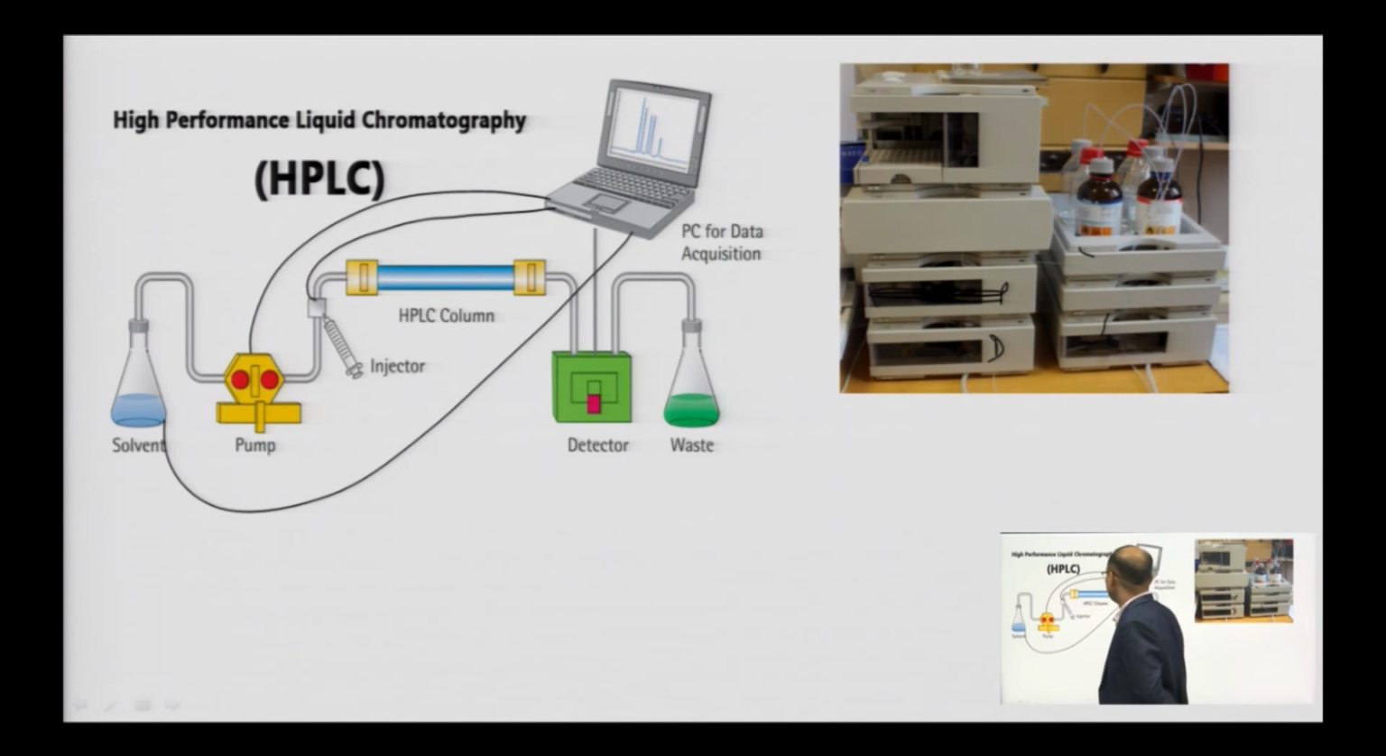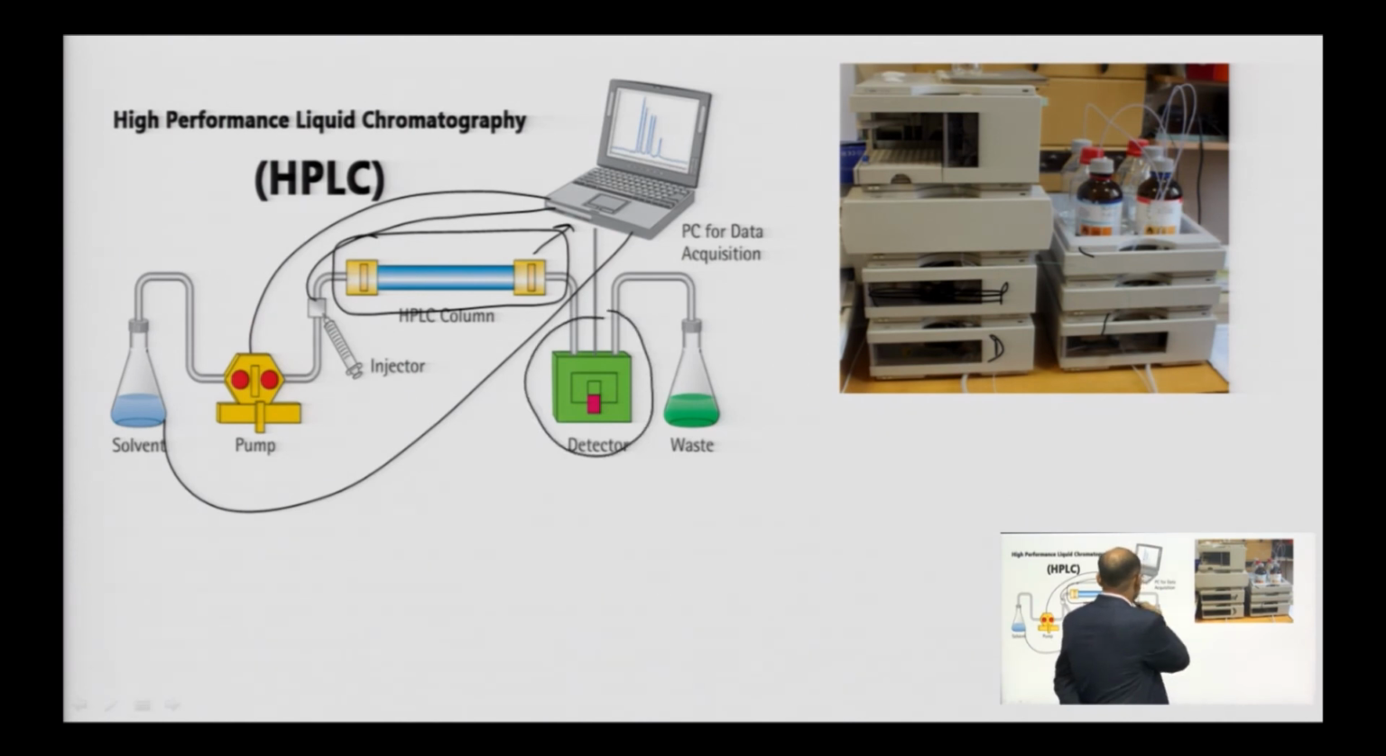This column is also connected with the computer software, not exactly the column, but the cabinet in which the column is placed. Actually, we have to maintain the temperature of this column. So, everything is connected with the computer, and this detector is also connected with the computer. So, what happens? You run the mobile phase through the column, you inject the sample, and after injecting, it starts flowing along with the mobile phase. This is the stationary phase.